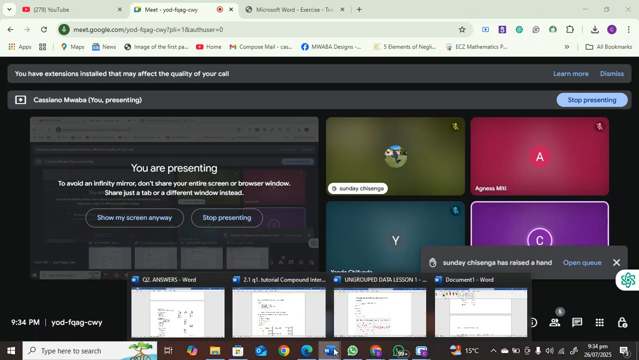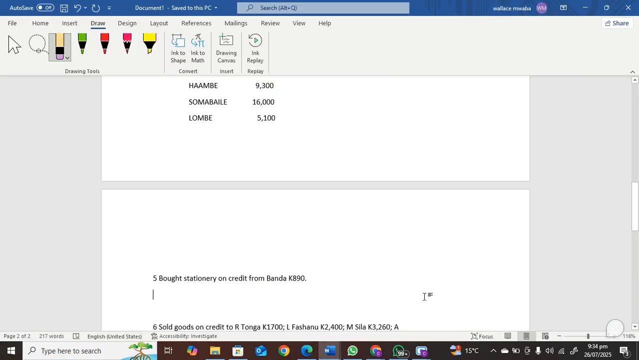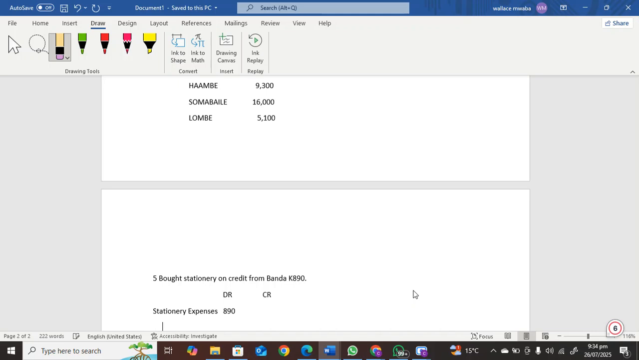Okay. Stationery, you would say stationery expenses. And then since we bought on credit, there's a liability. So an expense and a liability here. So stationery expenses, we debit 890. Liability here, Banda, 890. Liabilities increase with credit. Okay.